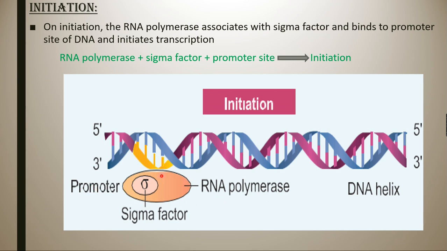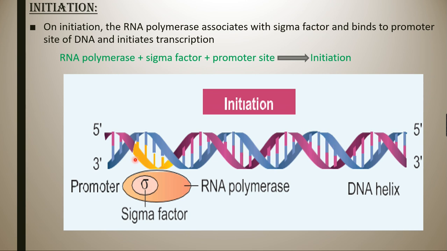RNA polymerase can recognize this promoter site by the TATA box and attach. Here the RNA polymerase is associated with another factor called sigma factor and binds to the promoter site of the DNA. This is a promoter site, it will bind, right? And initiation of transcription takes place. Now, when RNA polymerase along with the sigma factor attaches to the promoter site, what is initiated? Initiation of transcription. Can you understand the first point?